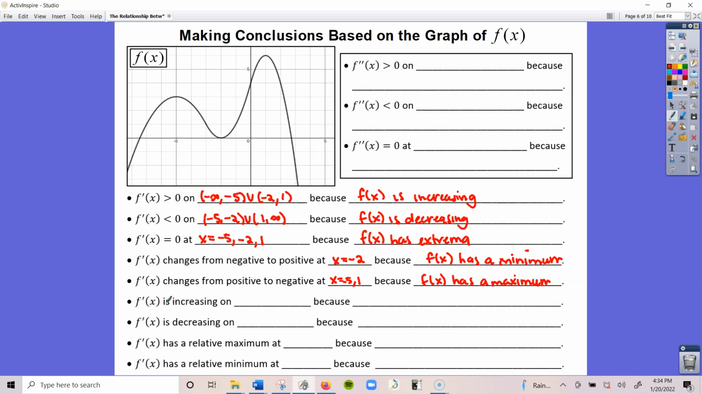Now f prime of x is going to be increasing. F prime of x is increasing when your second derivative is positive. And if the second derivative is positive, that means that my function is concave up. So you kind of have to talk yourself through this, right?